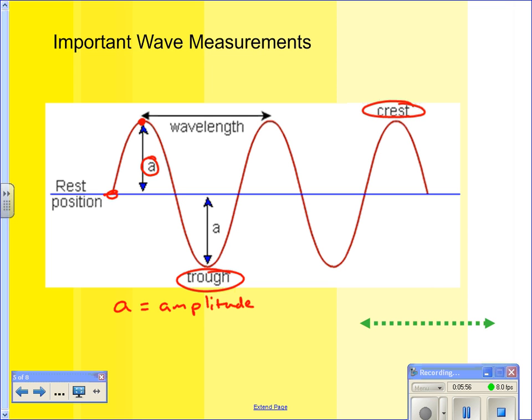For a sound wave, the amplitude determines the actual volume. That's why you might buy an amplifier, or an amp, for your car stereo to make it louder, because you want to boost the amplitude of the sound wave.